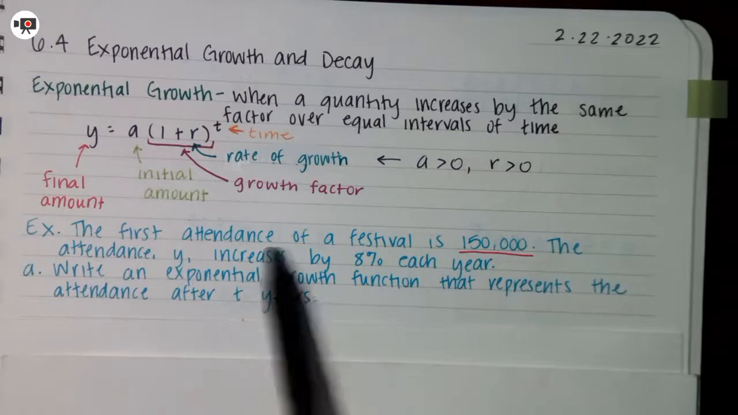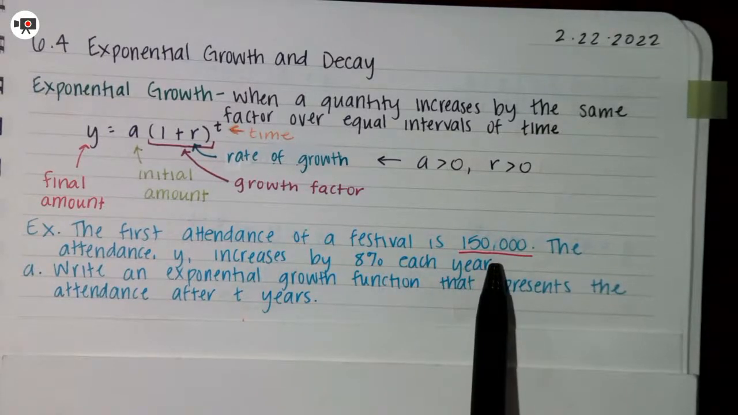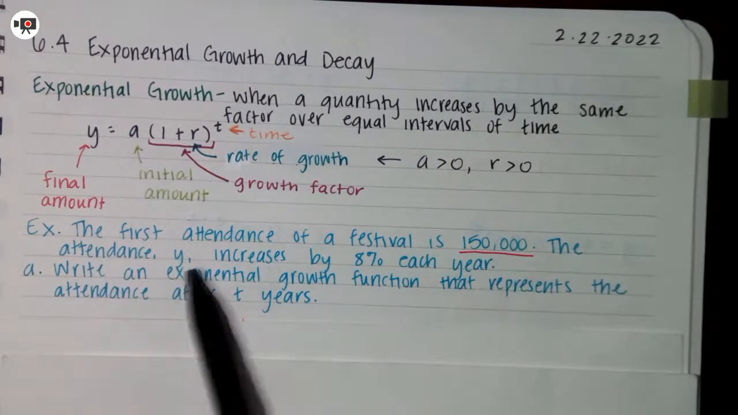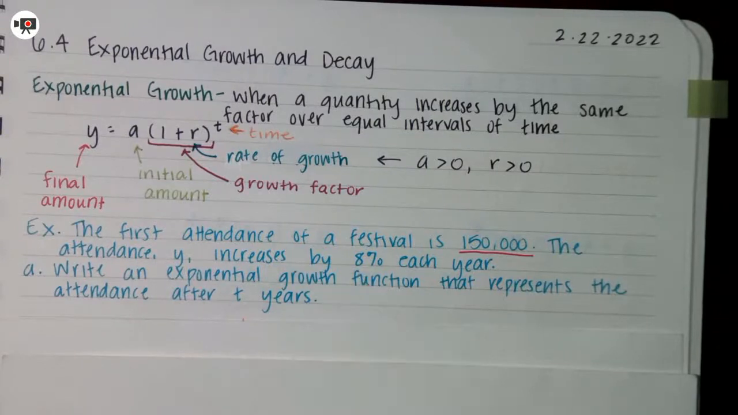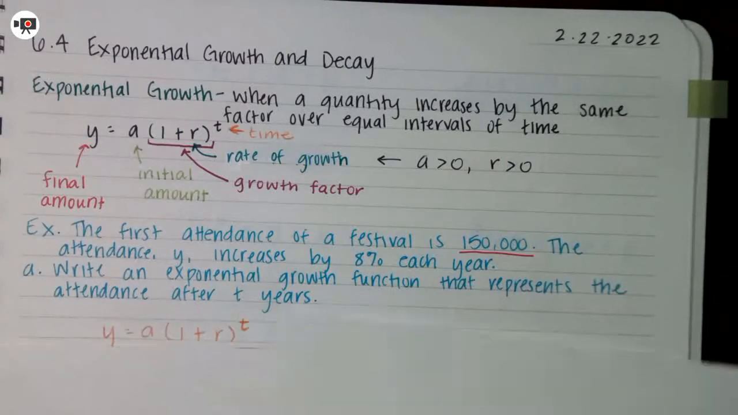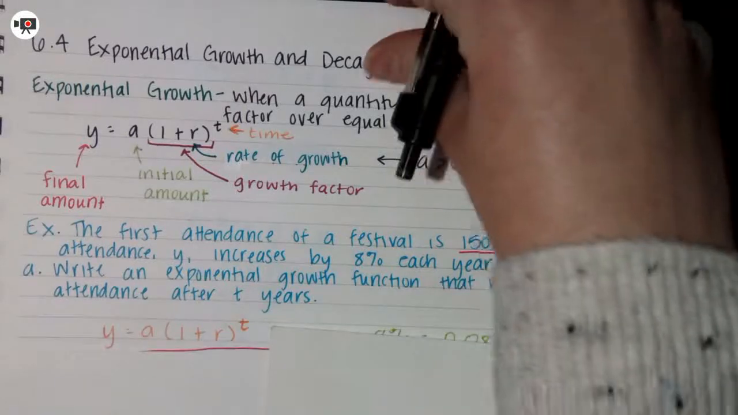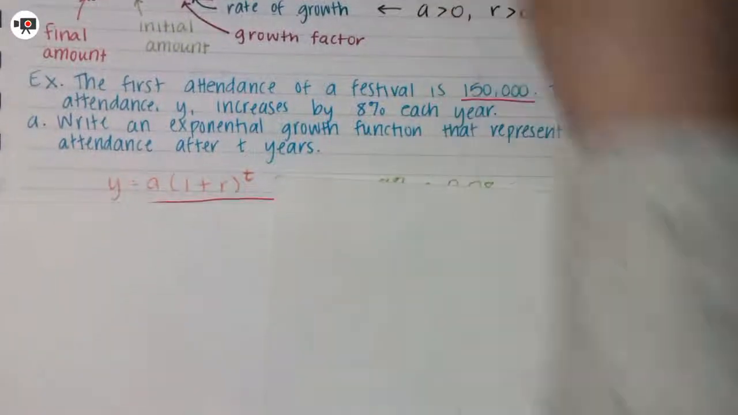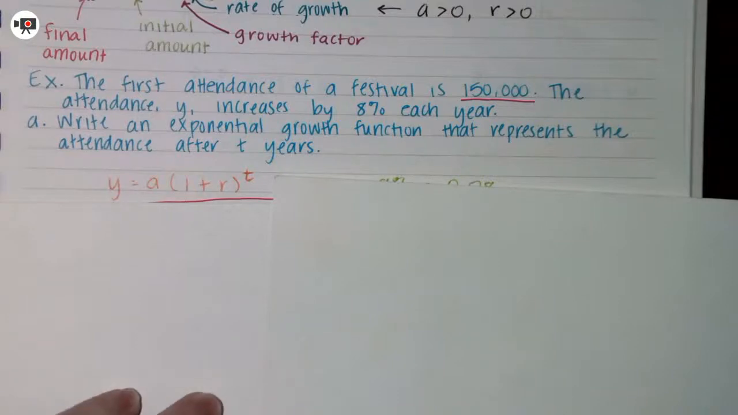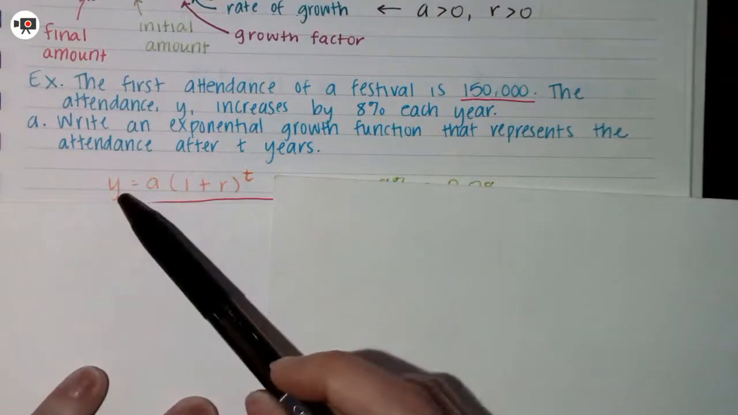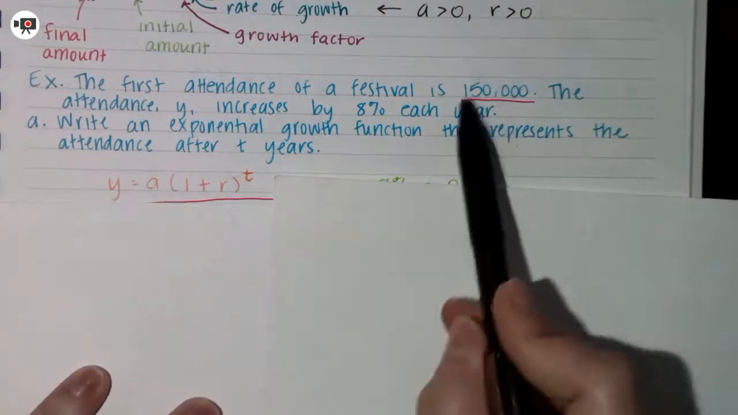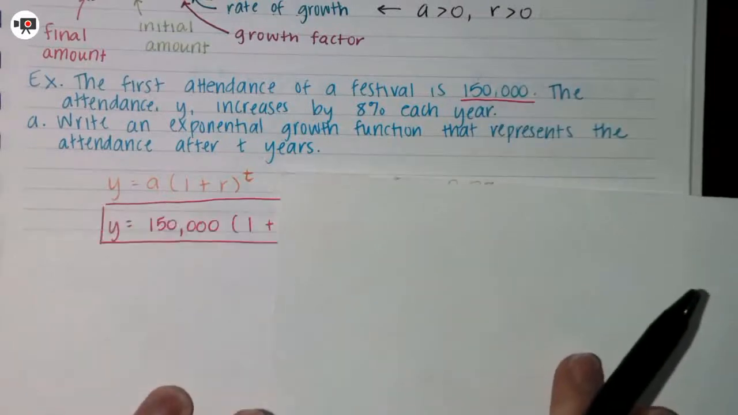The first attendance of a festival is 150,000. The attendance y increases by 8% each year. Write an exponential growth function that represents the attendance after t years. So, I'm going to be using the function y equals a times 1 plus r to the t power. And I don't know y. I do know a, and a is going to be 150,000.